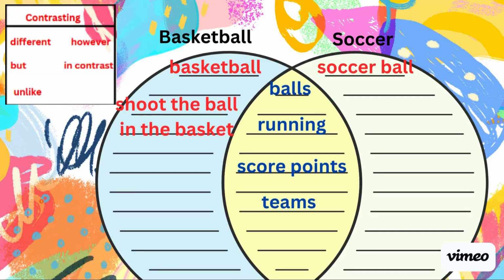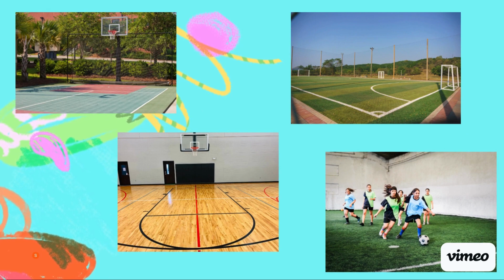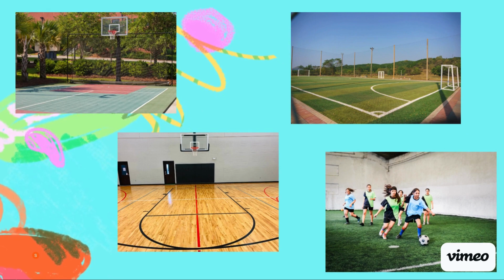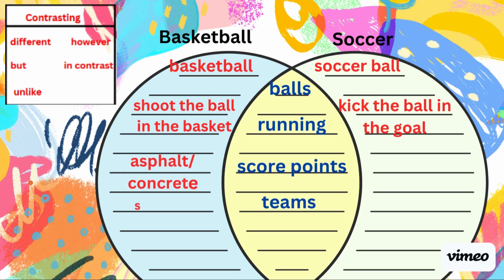Now we can add shoot the ball in the basket under basketball and kick the ball in the goal under soccer. Basketball players play on a rectangular court on surfaces like asphalt or concrete, but soccer is played on a large grass field. And we come back and add asphalt concrete surface under basketball and large grass field under soccer.